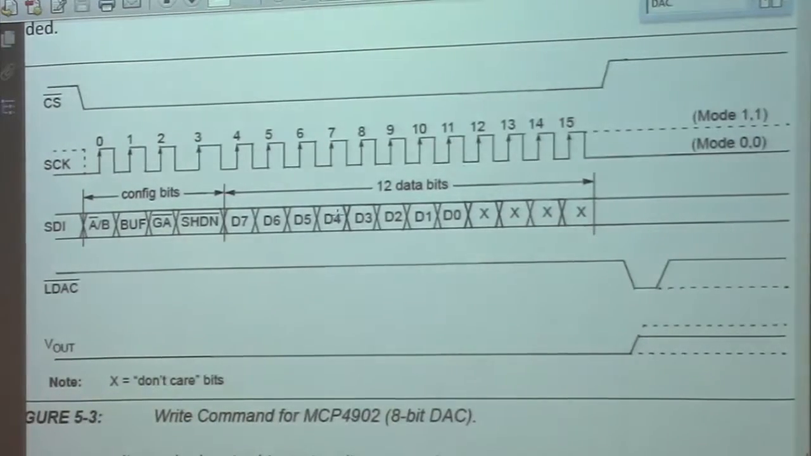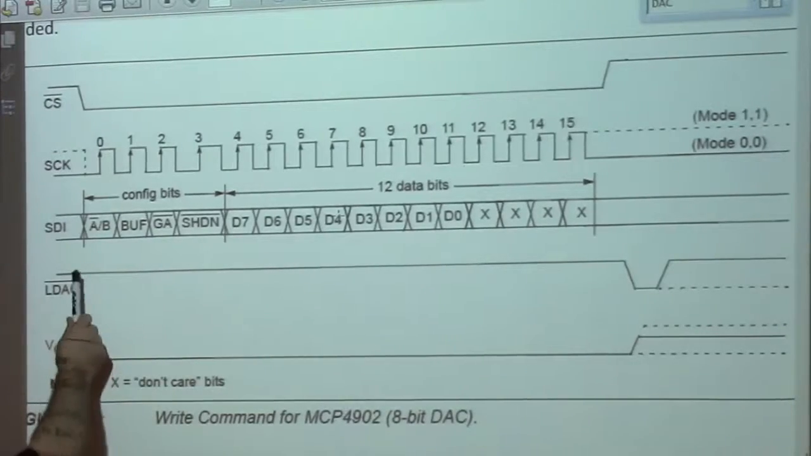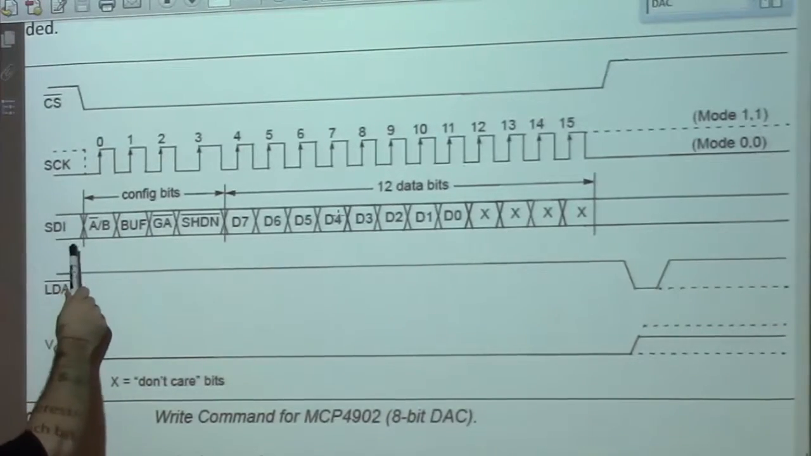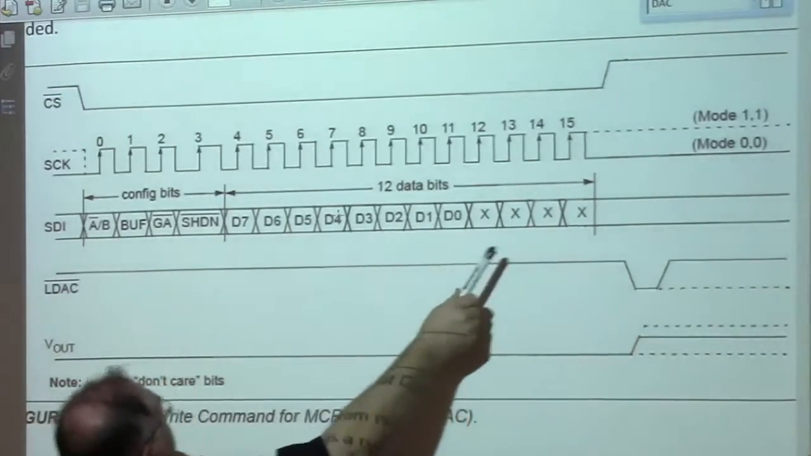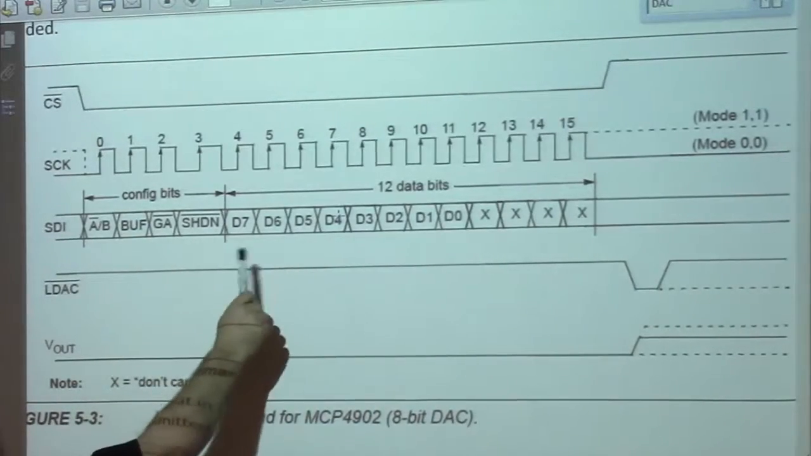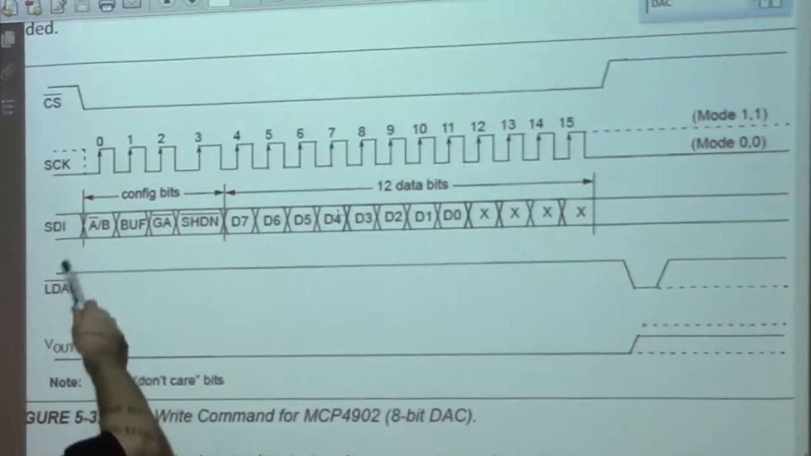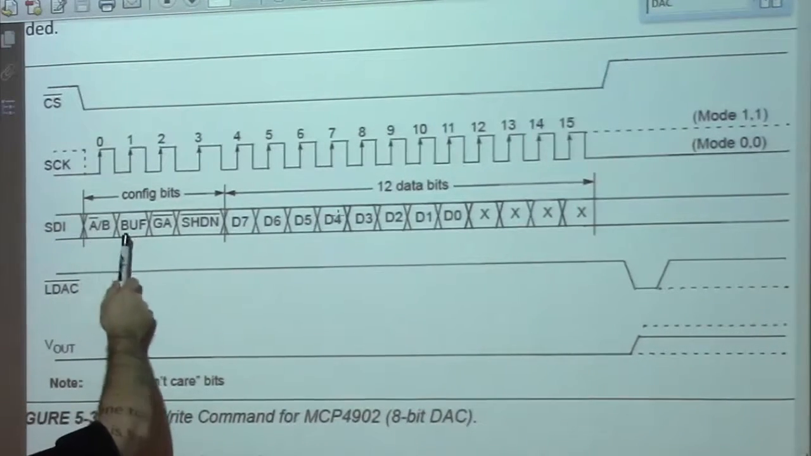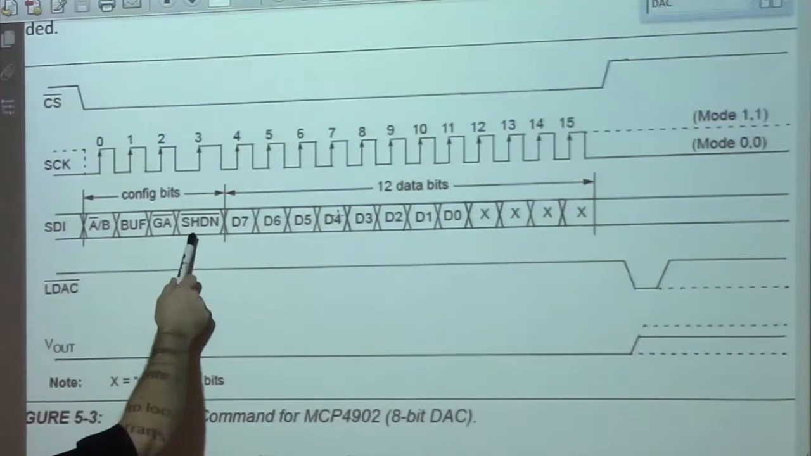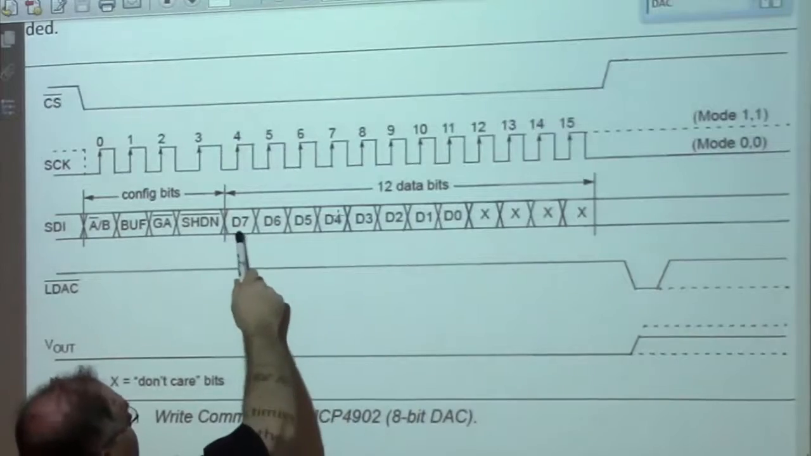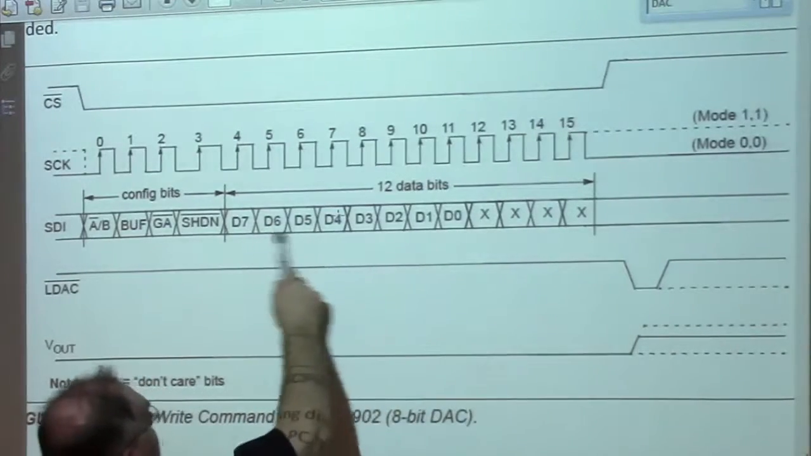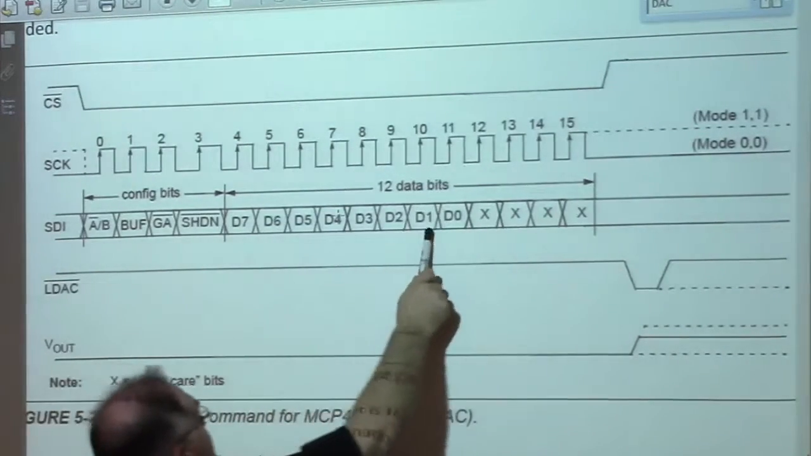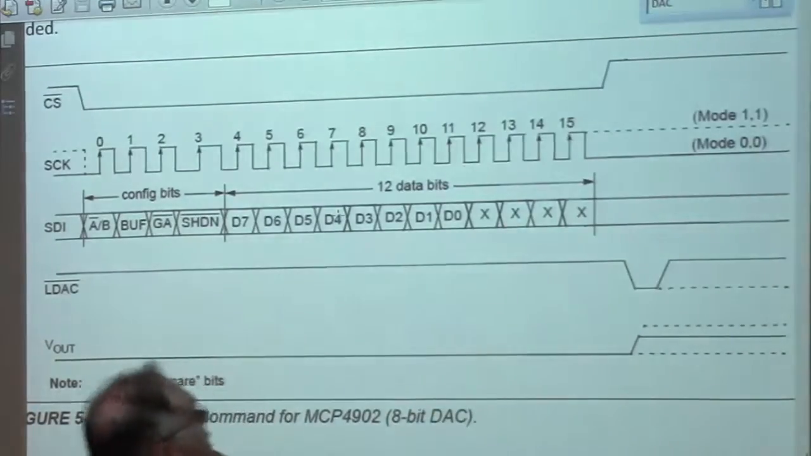So when we transmit the data, you can see that there's 16 bits that are transmitted. So we transmit 2 8-bit words, and each bit is labeled here. There's an AB bit, a buffer bit, a GA bit, a shutdown bit, and then 7 6 5 4 3 2 1 0. That's our data that gets shifted out, and then these are X's, or don't care. Doesn't care what those are.